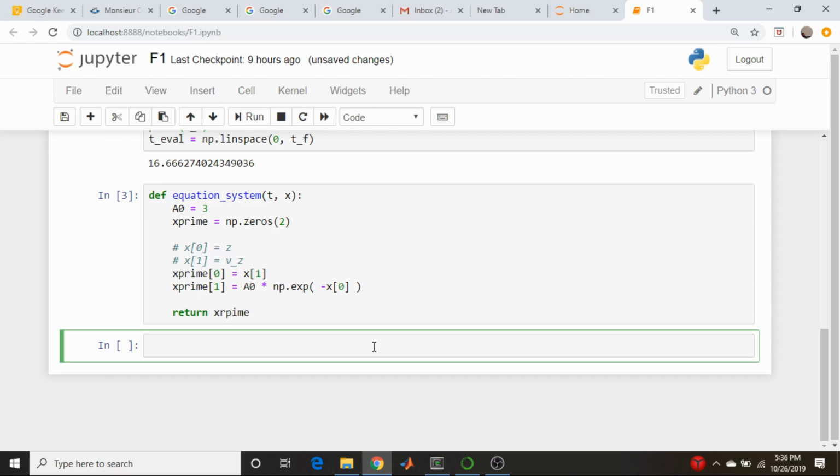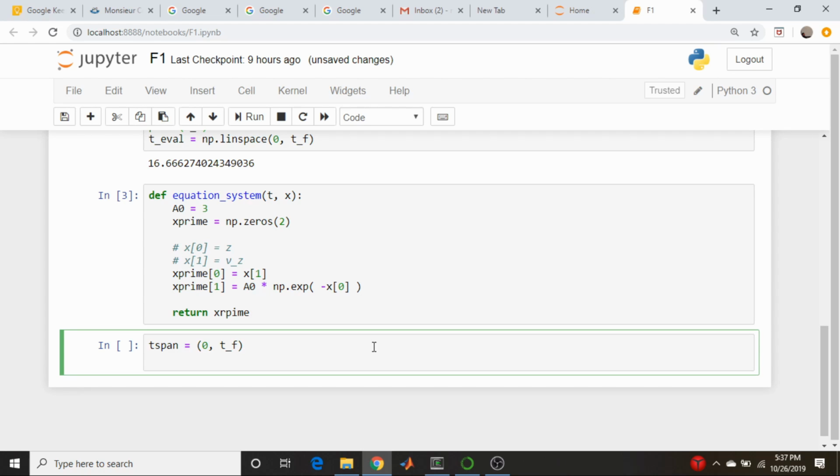Okay, so in a new cell, one thing I don't like about the Python solvers is I prefer the way the MATLAB solvers actually work. For the Python solvers, you actually need the t-span variable, which is the time span, which gives the start and end times. So it's going to be 0 and t_f. And you need this in addition to the t eval if you want it at multiple points. I find that rather inconvenient and prefer the MATLAB system of just providing a t-span, which is the equivalent of the t-eval command here.